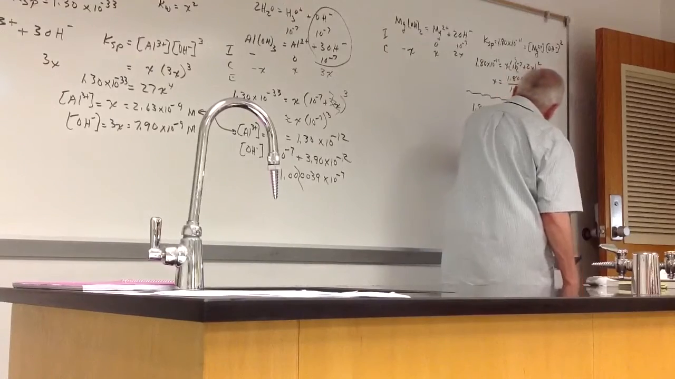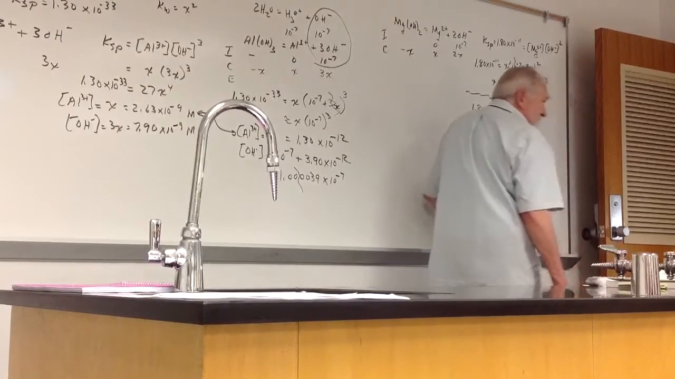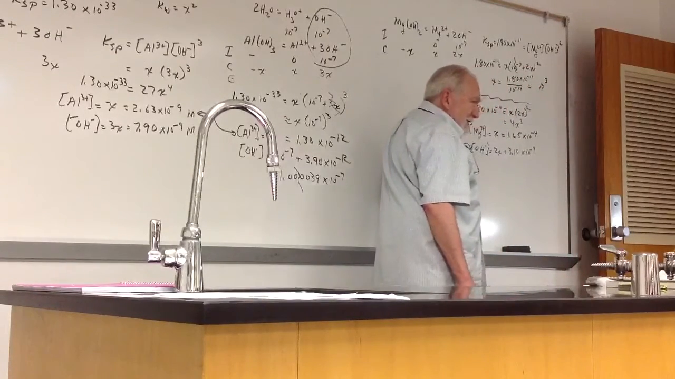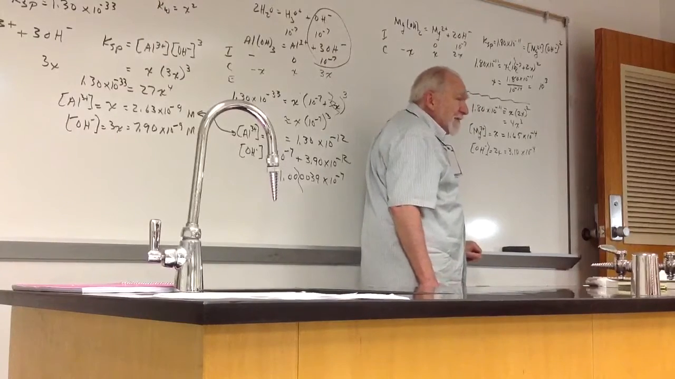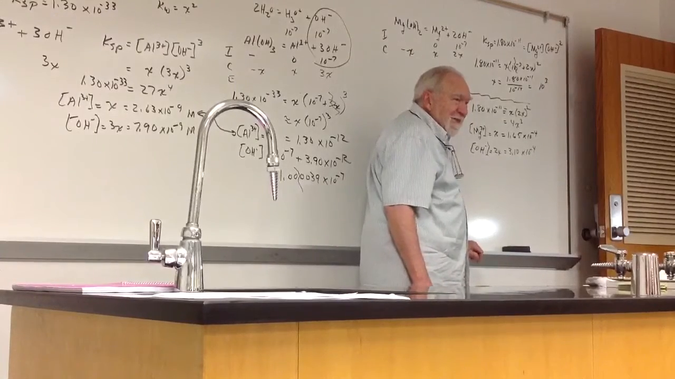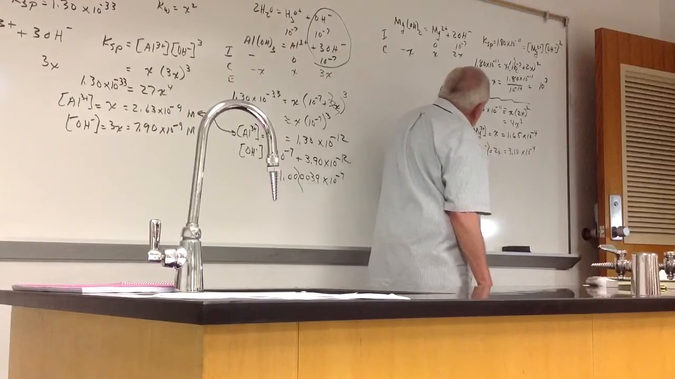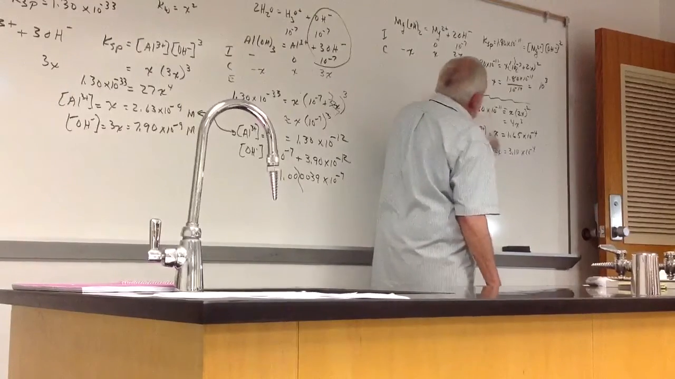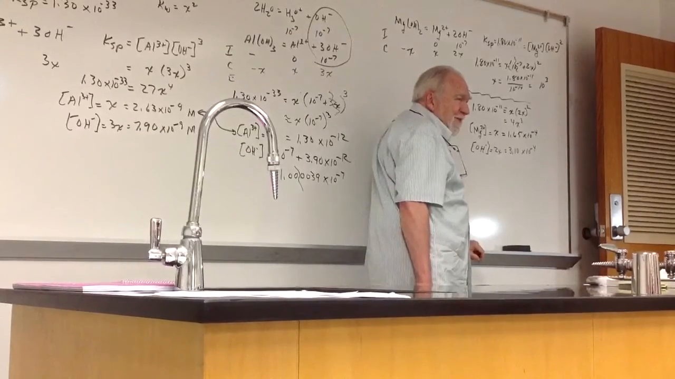If I would have added 1 times 10 to the minus 7, it would have made it 3.101 times 10 to the minus 4, right? Which is much smaller than, so the water gave a lot less. But actually, water gave even less than that. How much hydroxide did the water give? This is the hydroxide from the magnesium hydroxide dissociating. So how much did I get from the water?